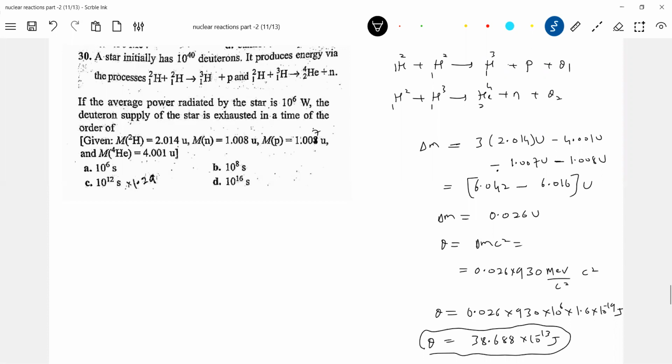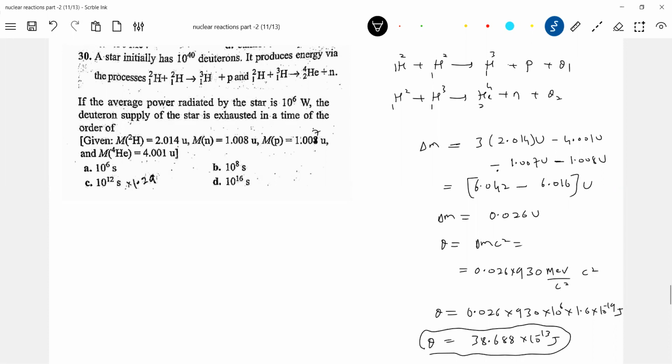What is the time taken for 10 to the power of 40 deuterons to get exhausted? We can determine that. Just calculate it. Anybody answer? 1.298 into 10 to the power of 22.